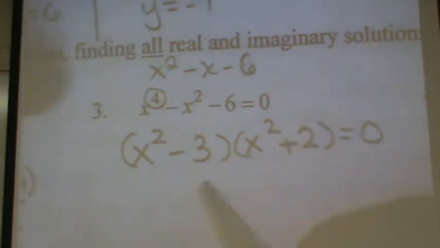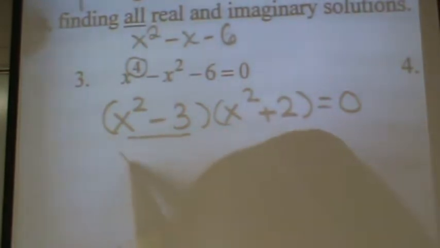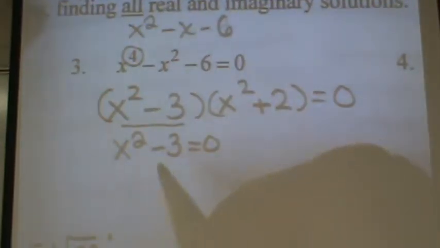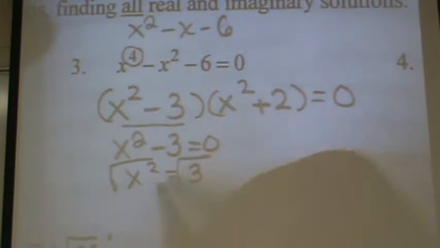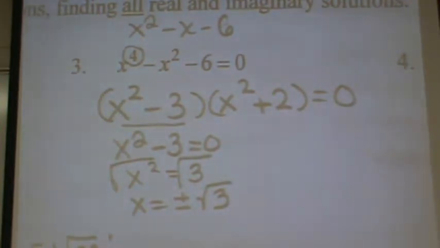Now, are we done? No, we're not done. We have to take each of these products and set them equal to 0. So you have x squared minus 3 equals 0. So what do you do now? Add 3 and then square root them, and what do you get? X equals plus or minus square root of 3. Now, if you forget both of these, what am I going to do to you? Mark you half off.